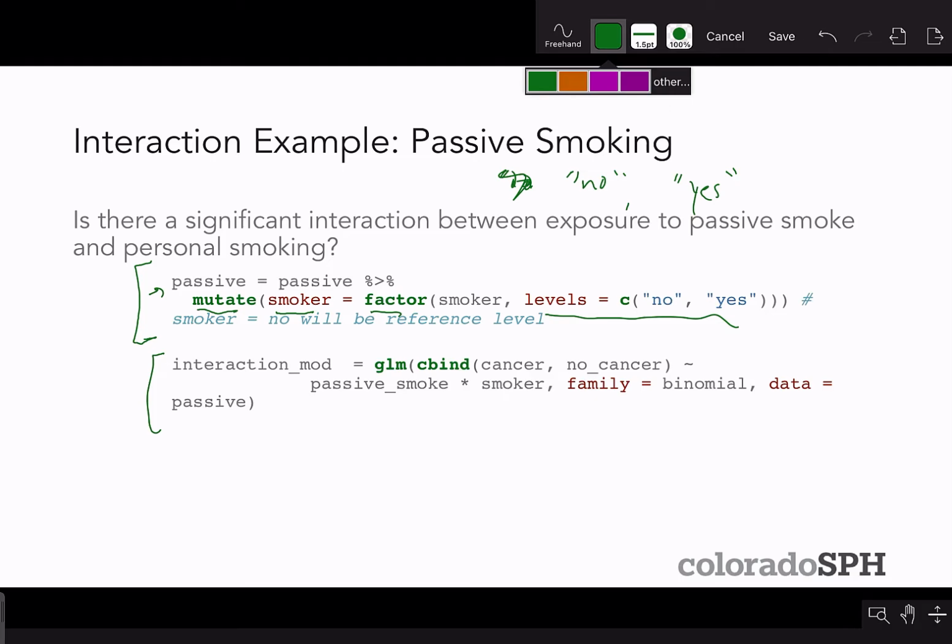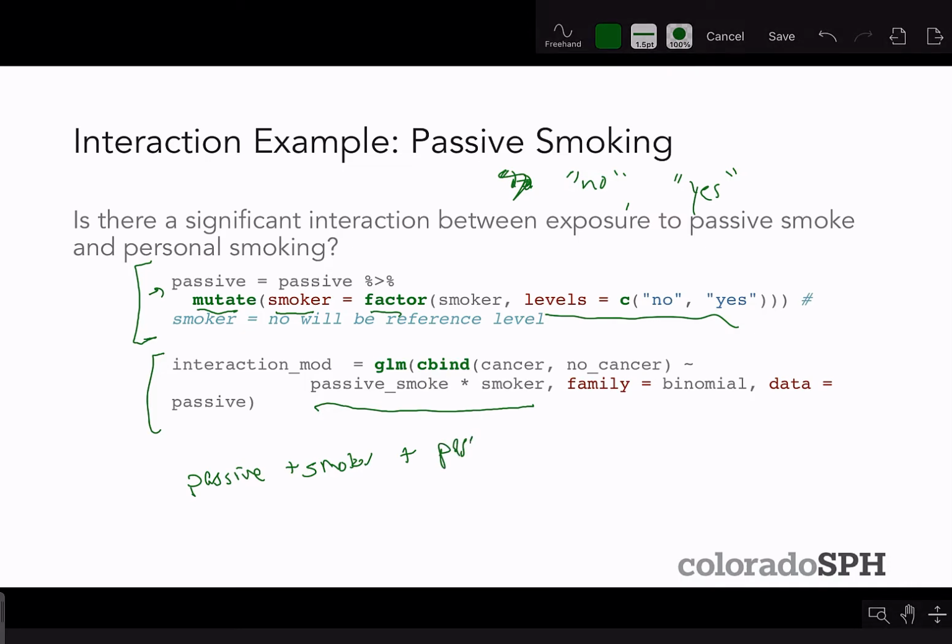So now I build that model. Again, cancer status is the outcome. And then I just did passive smoke times smoker. So the last time I built an interaction model, I wrote out passive plus smoker plus them multiplied together. I could write that out in this R code here. However, it's equivalent to just write out the interaction term. R automatically includes the main effects for you. So it's just less code to write it this way than it is to write it this way.